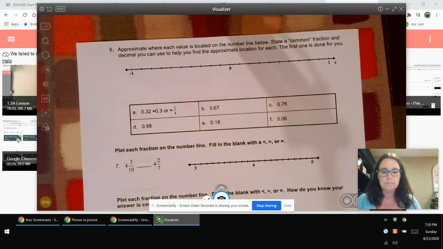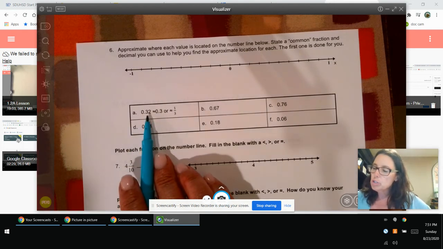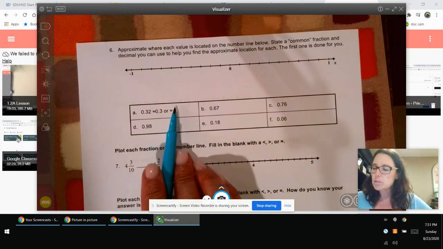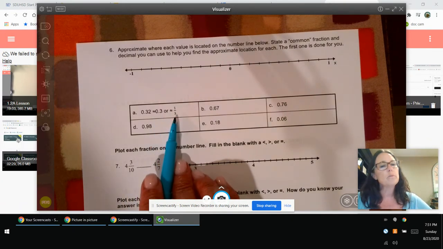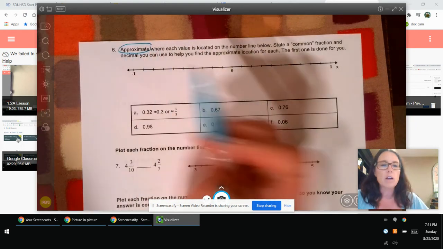Number 6. It says to approximate where each value is located on a number line below. State a common fraction and decimal you can use to help you find the approximate location for each. The first one is done for you. Okay, well, so letter A, 0.32 is really near 0.3, 3/10. It's also pretty close to 1/3 because 1/3, remember, is 0.3333 forever. Okay, so we can use any one of those to, gotta love the word approximate.